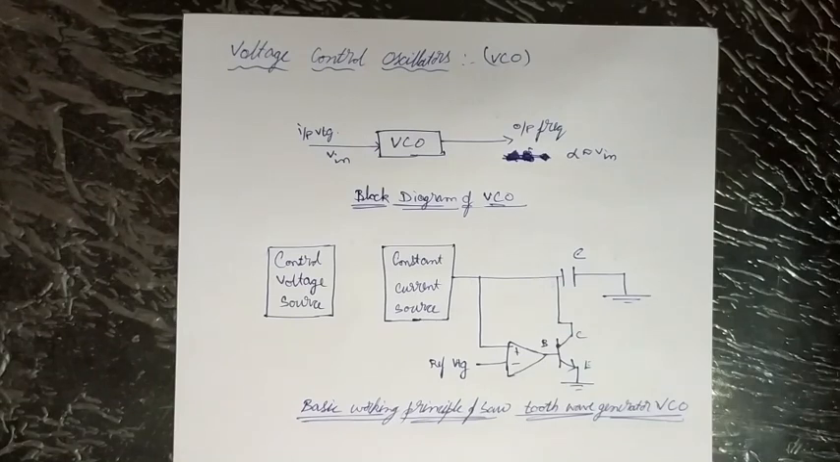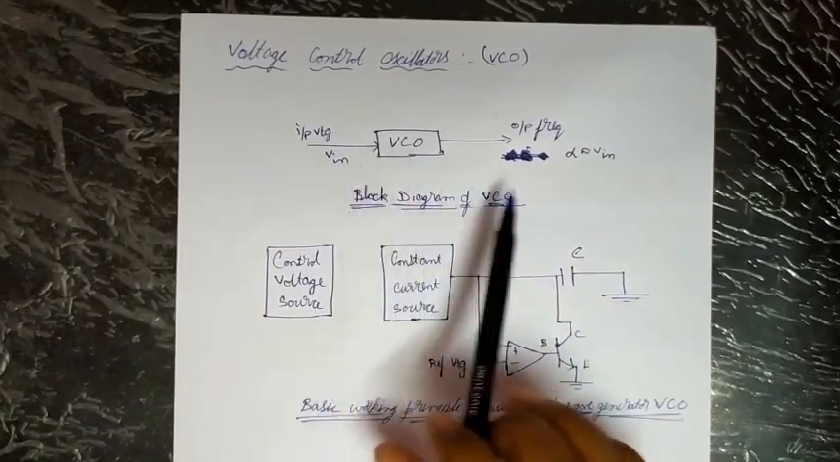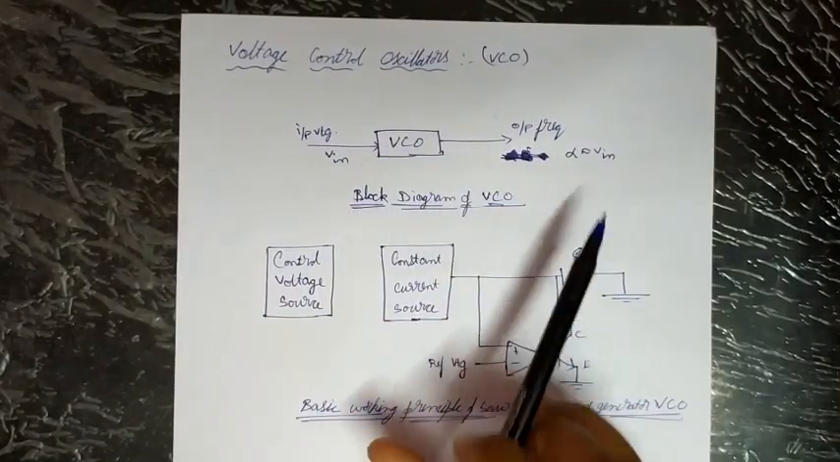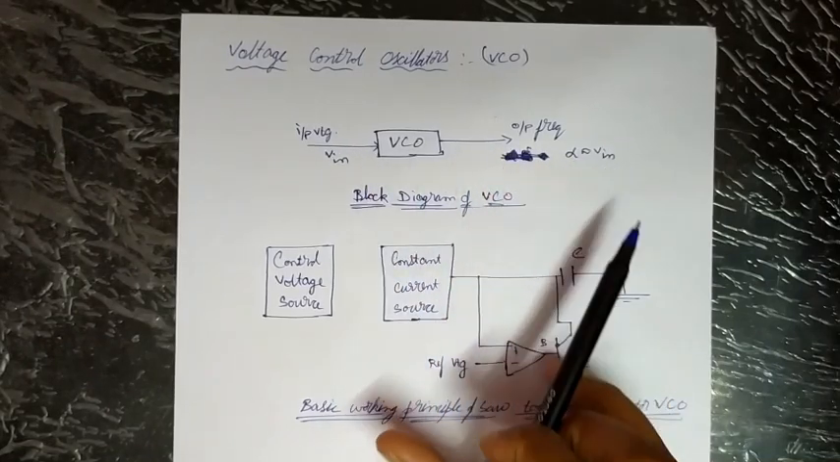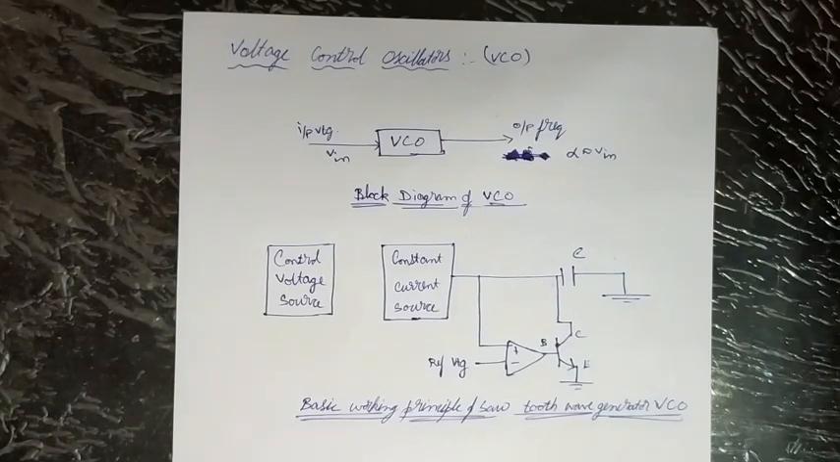So here is a block diagram of VCO: input voltage, voltage control oscillator, and an output which is proportional to Vin. So it is an oscillator with an output signal whose frequency can be varied over a range, which is controlled by input DC voltage. So the output frequency is directly related to the voltage at its input. The oscillation frequency varies from a few hertz to hundreds of gigahertz.